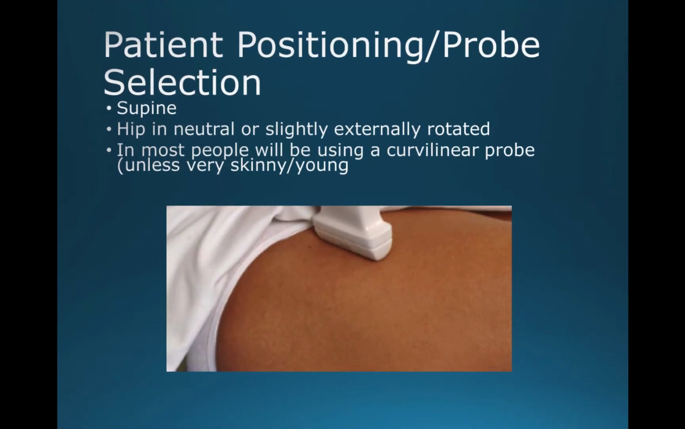Patient positioning and probe selection. The way you're going to aspirate this joint is in the supine position. Your hip is going to be in a neutral or slightly externally rotated position. In most people, you will be using a curvilinear probe unless you're very skinny and young.